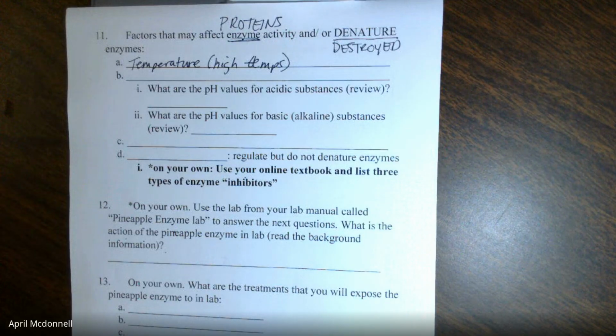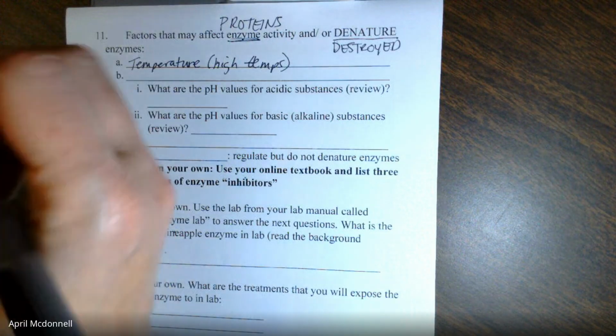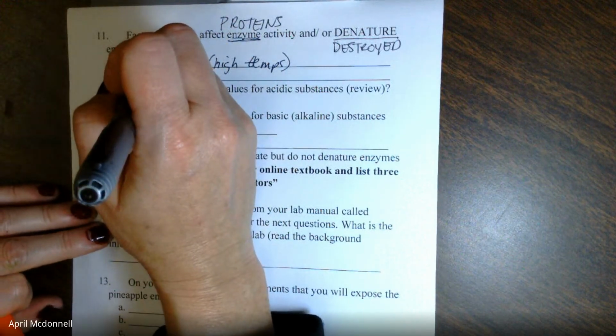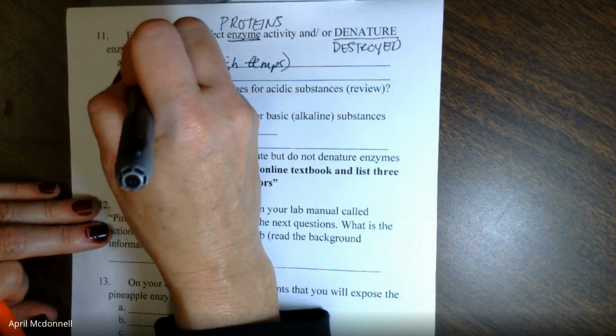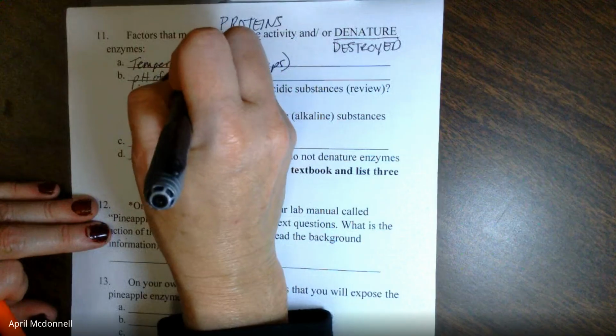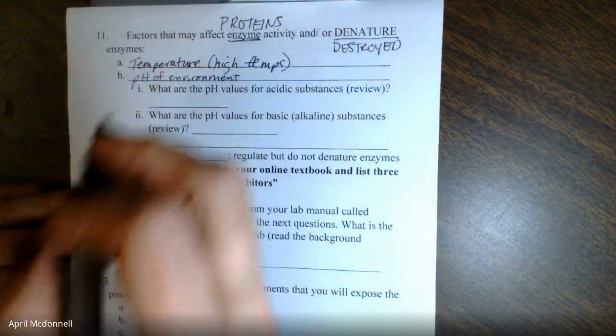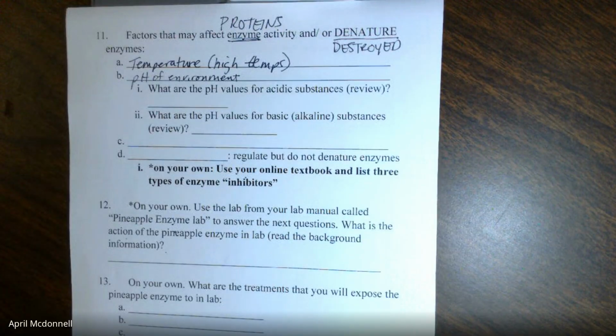Another factor in the environment that could end up denaturing or affecting the enzyme activity will be the pH of the environment. So enzymes are very sensitive to the acid levels in their environment. Some enzymes function well in an acidic environment. Some enzymes like to function the best in a neutral type of environment. There are even certain enzymes that will function in a really basic type of environment. So it really depends on the type of enzyme that we're talking about.